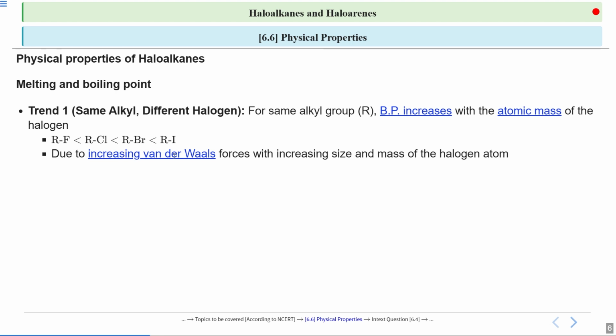This is due to increasing van der Waals forces with the increased size and mass of the halogen atom. Now why is this the trend we have observed? Because as the halogen changes, the carbon-halogen bond changes and the polarity changes. So there are increasing van der Waals forces among the haloalkanes with increasing size. Along with that, the mass of the halogen atom is also increasing, due to which the boiling point is also increasing.